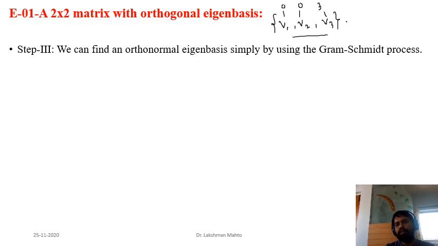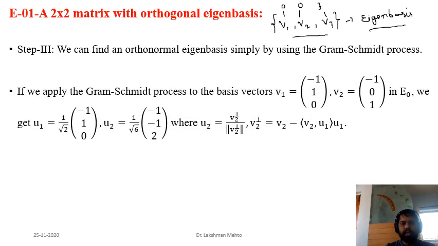We see that V3 is perpendicular to V1 and V2, but V1 and V2 themselves are not perpendicular to each other. So definitely this eigenbasis is not an orthonormal eigenbasis. In order to get an orthonormal eigenbasis, we have only one technique, which we call Gram-Schmidt orthogonalization. So in step 3 we will apply Gram-Schmidt orthogonalization over the eigenbasis we got in order to get an orthonormal eigenbasis.